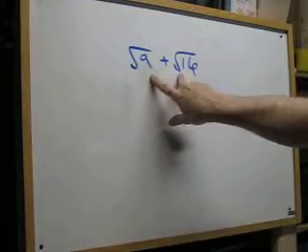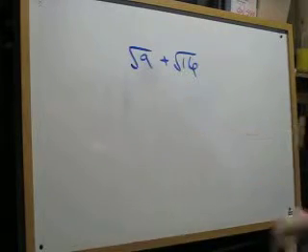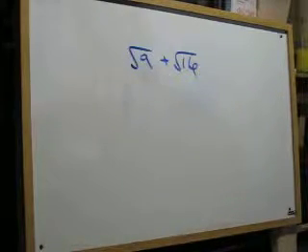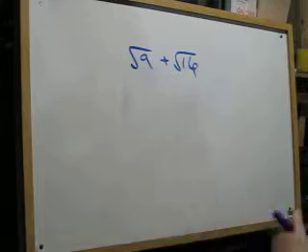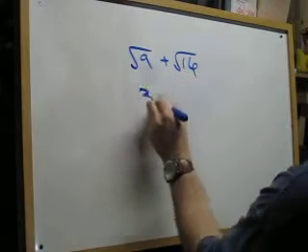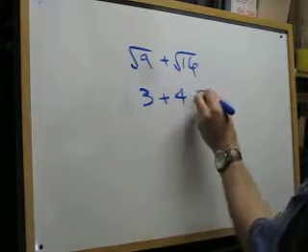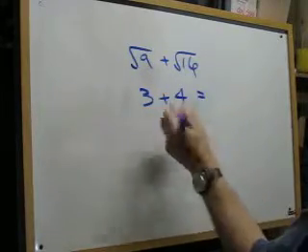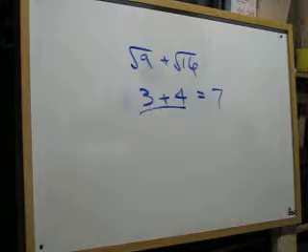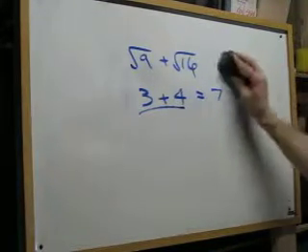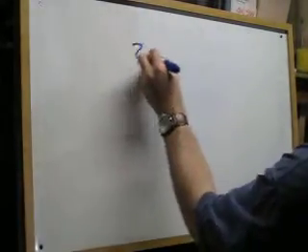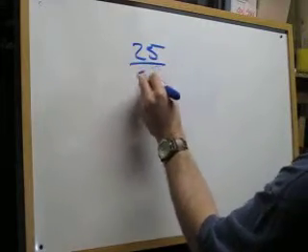So we can't do anything with this. But we can simplify it and then maybe do something with it. Square root of 9, what is that? It's 3. Square root of 16, 4. Now we don't have radical signs anymore, and we can actually add these and get 7 for an answer. So as long as we can take the radical signs off, we can treat them like anything else and be done. So try to simplify what's in the radical sign first, and then see if you can combine.